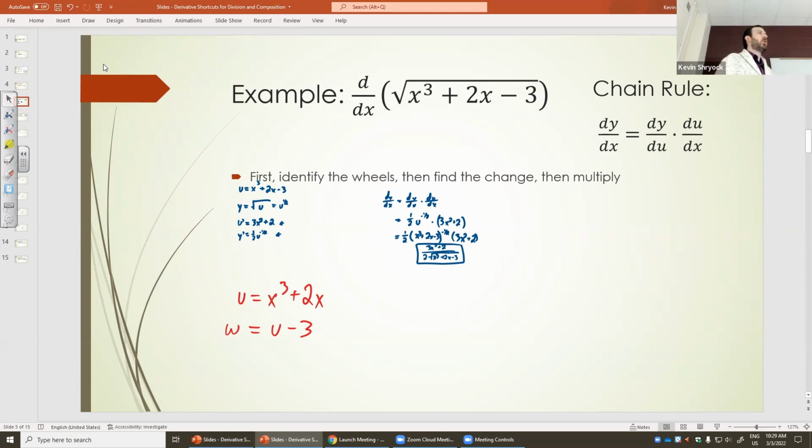And then after that, what would we do with that w? We would do the square root of it. Okay, so we could say that that's going to be y, our final product. That'd be the square root of w.